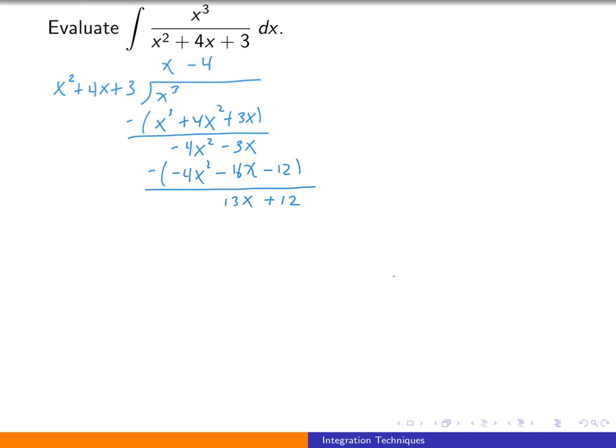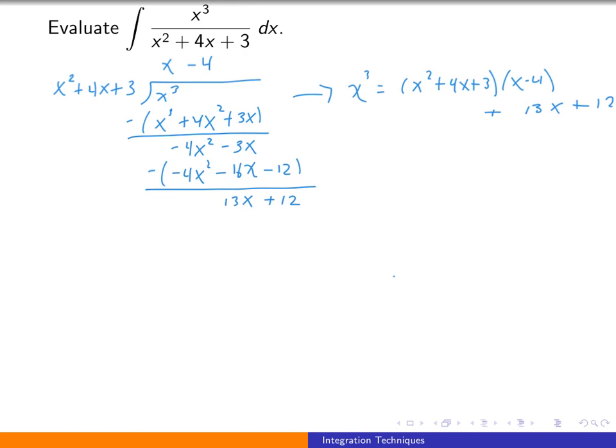And now we need to remember what this is actually telling us. It's telling us that in order to get the x cubed term, we get this by multiplying together x squared plus 4x plus 3 times x minus 4, and then adding on the remainder term, 13x plus 12.